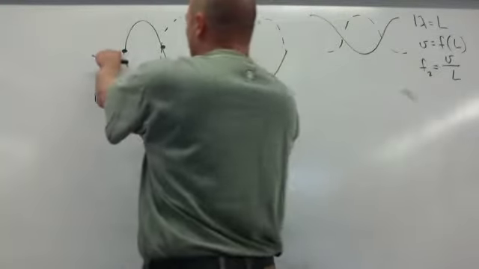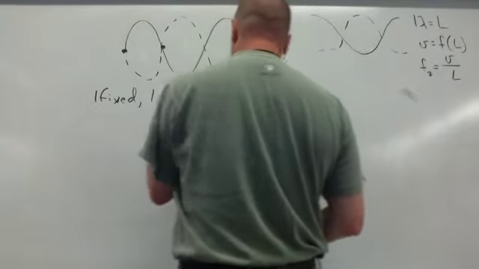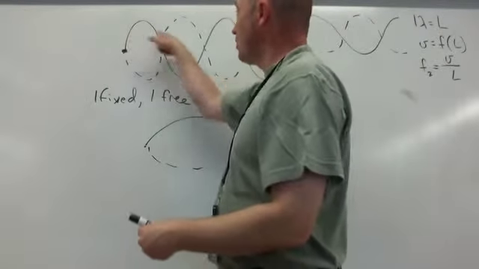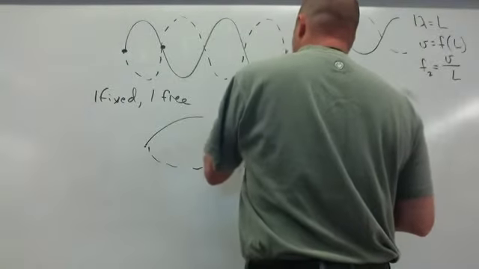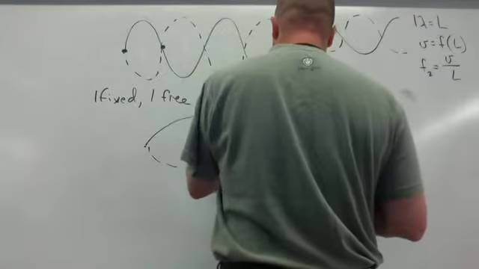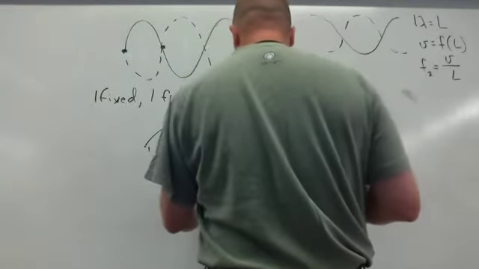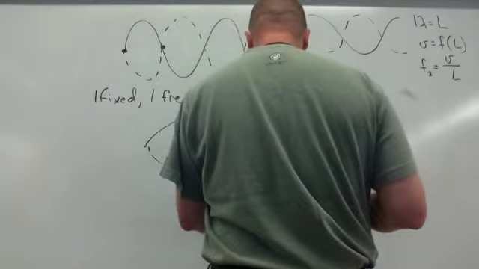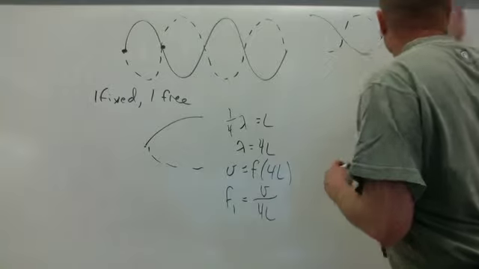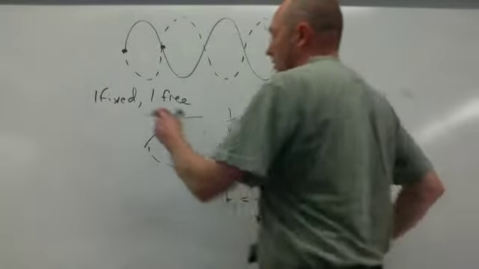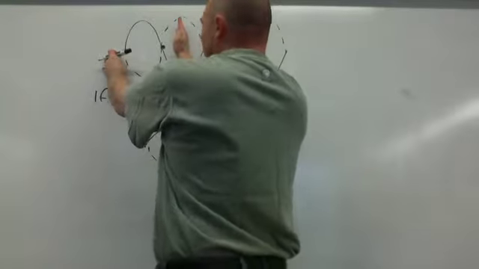But if it's fixed to free, node to antinode. So if you look, node, antinode. That's the first time it could happen. How many waves is that? Oh, that would be a fourth of a wave. So this equals 4L. V equals F times 4L. F1 equals V over 4L. Again, just the same steps as we're doing. Second time with this one, if you look, fixed to free, first one. Fixed to free, second one.